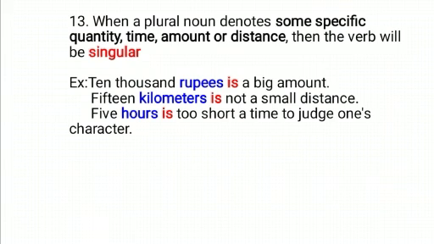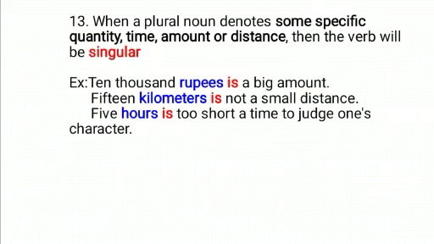Coming to the last rule, when a plural noun denotes some specific quantity, time, amount or distance, then the verb will be singular. Now here, when the plural nouns are referring to some quantity, amount or time, then we should use a singular verb.